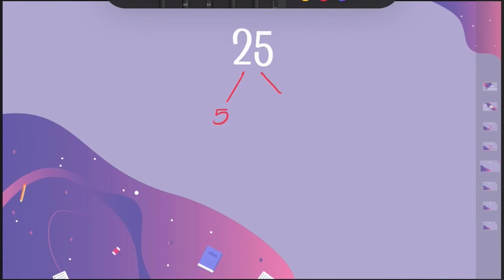So I know that 5 times 5 is 25, right? Well, 5 is a prime number. So I circled both of them, and I'm done. Problems like this are going to be pretty fast. So my prime factorization would just be 5 times 5.